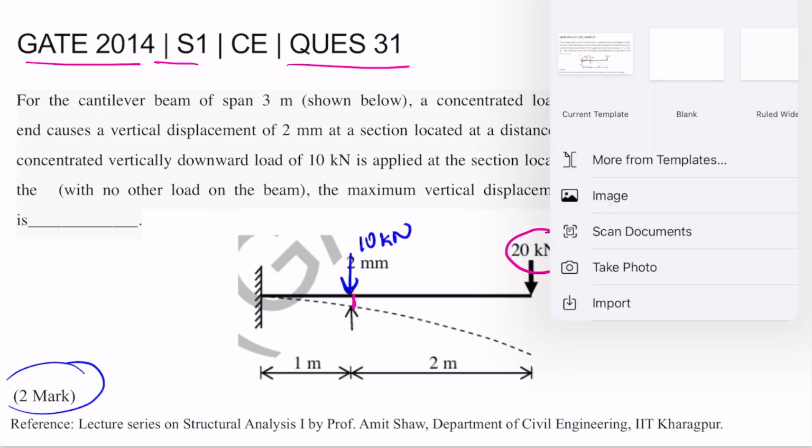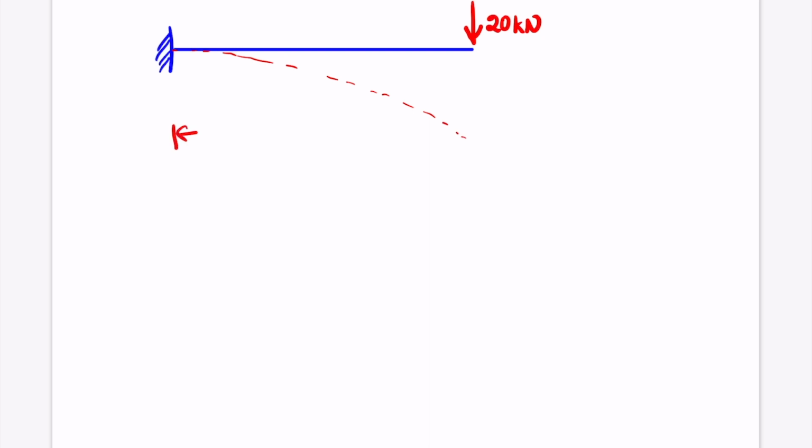So basically in this question, they have given us one cantilever beam in which a 20 kilonewton load is applied at the free end. Because of this 20 kilonewton load, this beam will deflect like this. So here at a distance of 1 meter from the fixed end, at this section, they are saying that this displacement is, let's say, 2 mm.